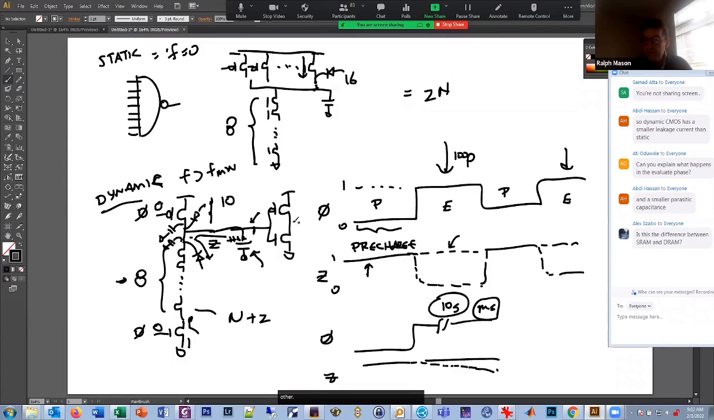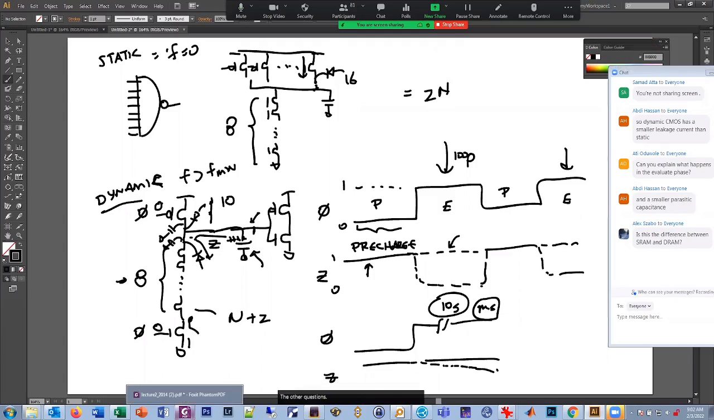Another question: can you explain what happens in the evaluate phase? I did that. And a smaller parasitic capacitance, I don't know. Is this a difference between them? Yeah, SRAMs use a static CMOS structure, whereas DRAMs use this dynamic structure with a capacitor. Yep. Any other questions?